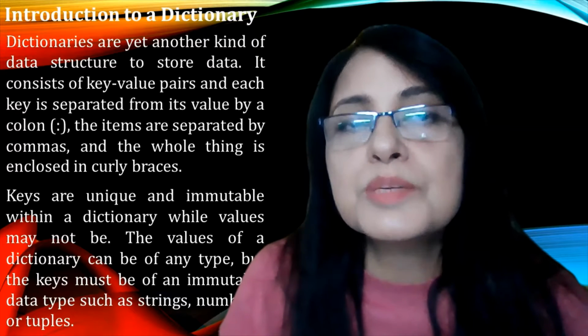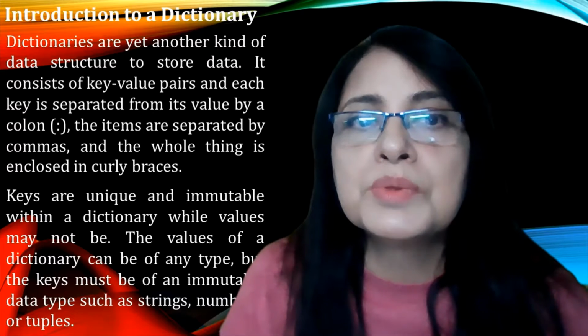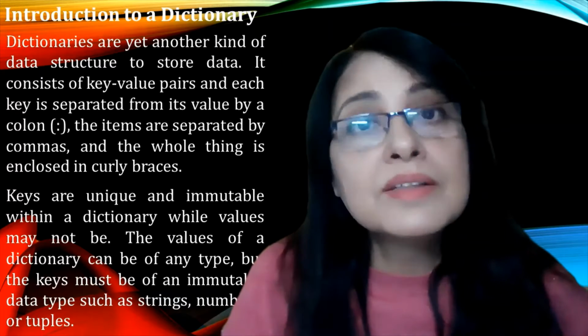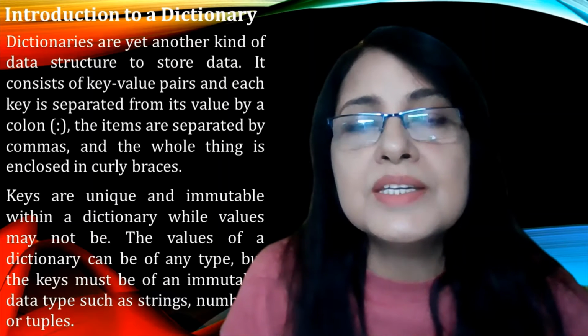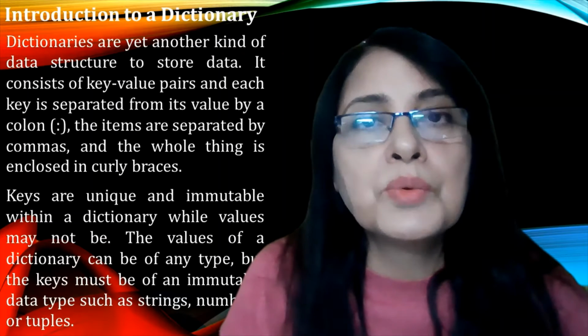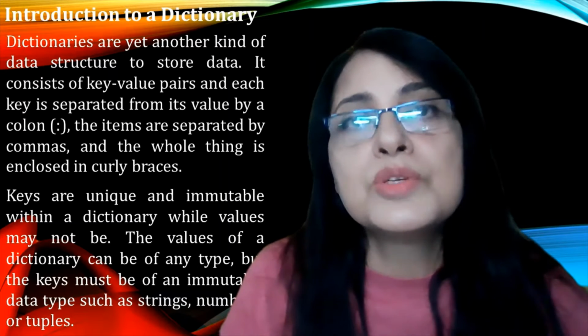A very important point to remember is that keys are unique and immutable within a dictionary, while the values may not be. So the values can be of any data type, while the keys can only be an immutable data type like strings, numbers, or tuples.